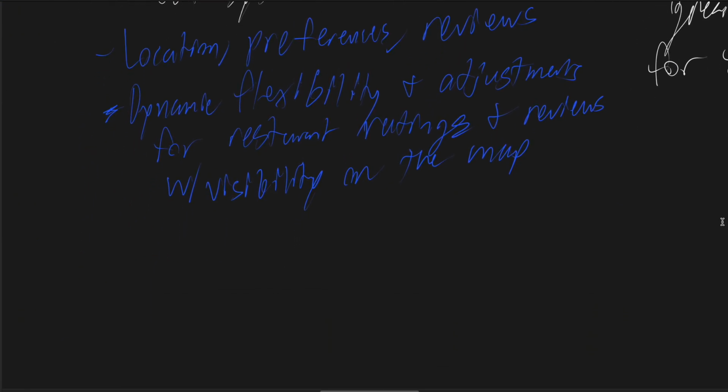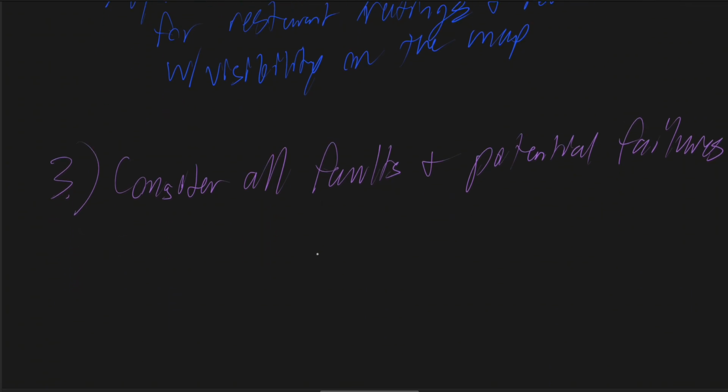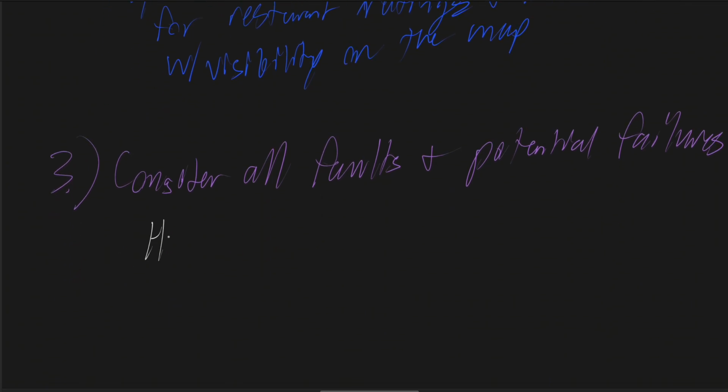And finally, for every data system that we build out, we always need to consider the faults that may lead to potential failures. Consider all faults and potential failures. We do so to maintain the service's efficiency and accuracy. We always need to look at the hardware, software, and human side, which are prone to errors.